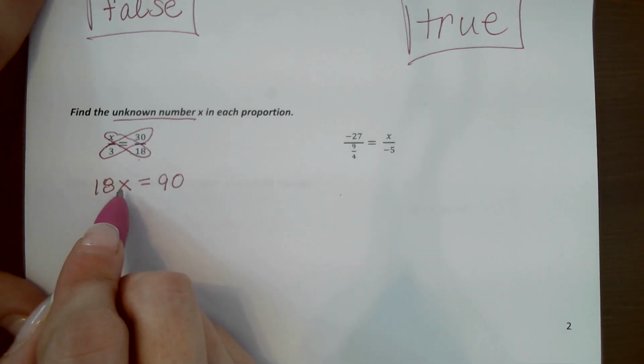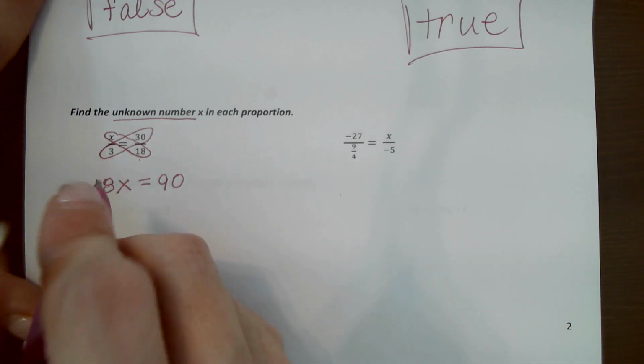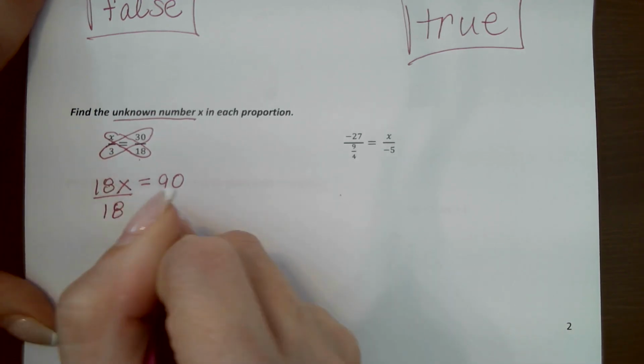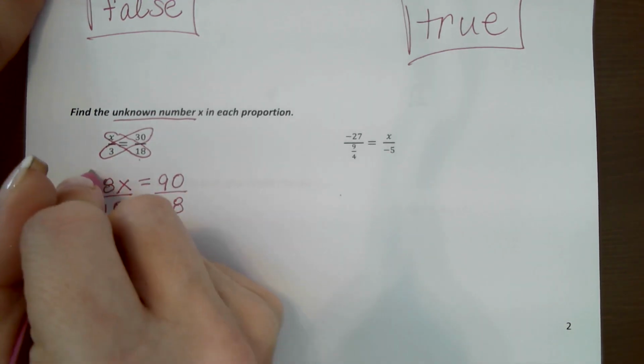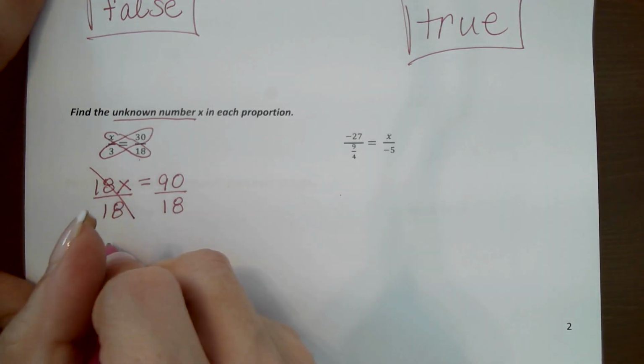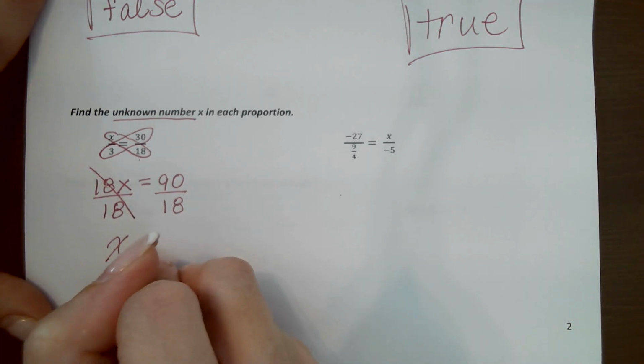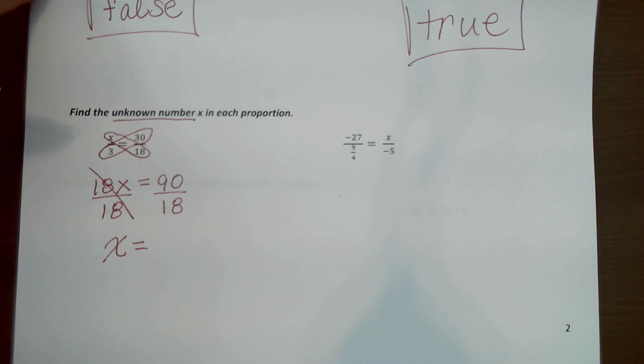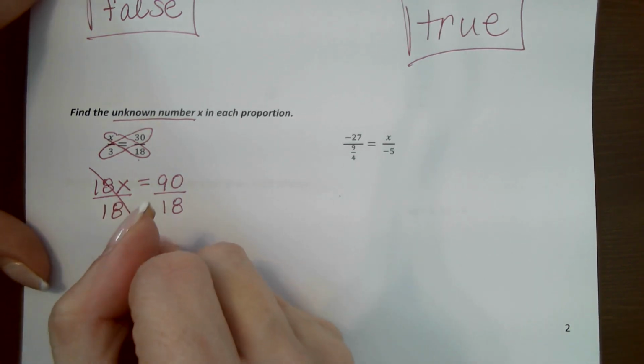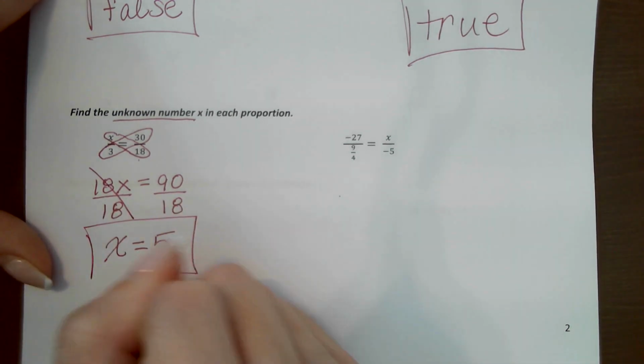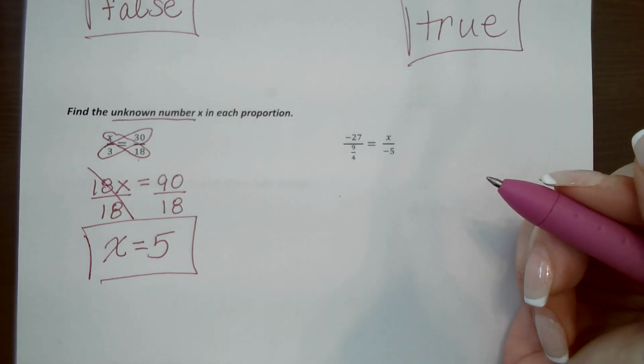Now we want to get x alone to solve for it, so we're going to divide by 18. That will undo the multiplication and leave x alone. 90 divided by 18 is 5. So our missing unknown number was 5.